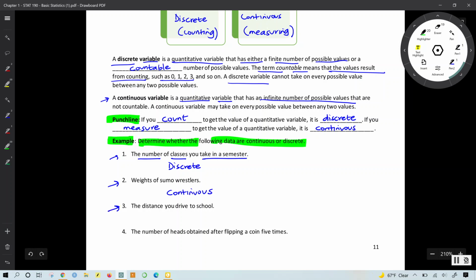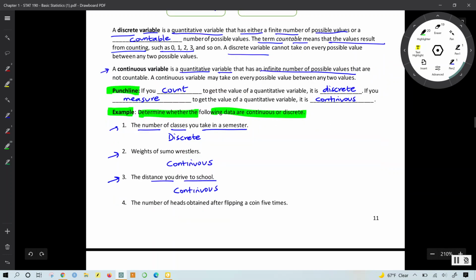Then 3, you have the distance you drive to school. We do measure that using a speedometer, and that makes it a continuous random variable. And then 4, the number of heads obtained after flipping a coin 5 times. Well, that will need to be counted, and so that makes it a discrete quantitative variable.